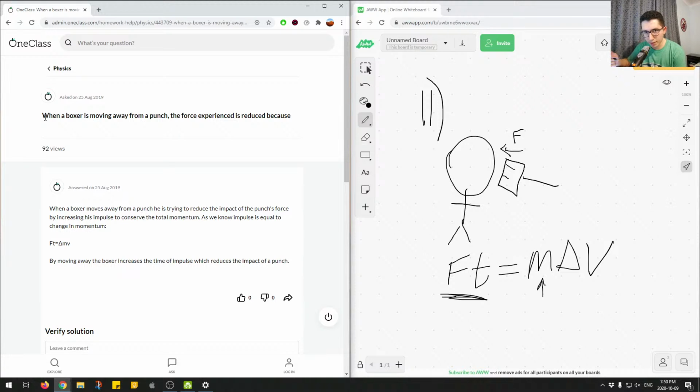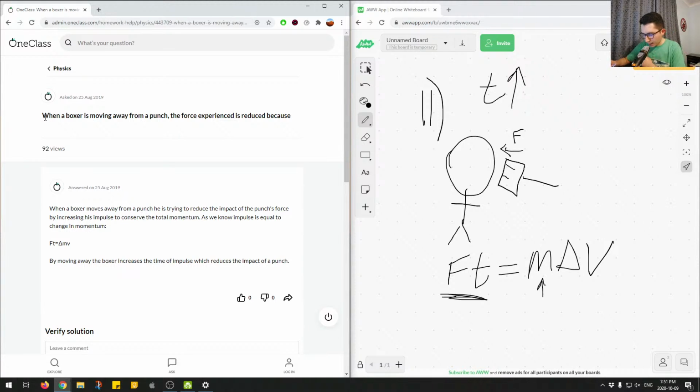He's moving away. There's still contact with the boxer, but he's moving away, so the time of the impulse is decreased. So we know in this situation time is decreased. The impulse doesn't necessarily change, it's just that the time is decreased. Sorry, time is increased. I have that backwards. Because he's moving away, time is increased, and the duration of the impact of the fist to the face will increase.